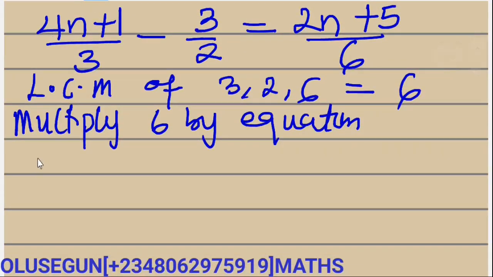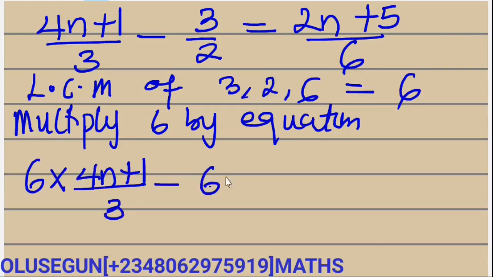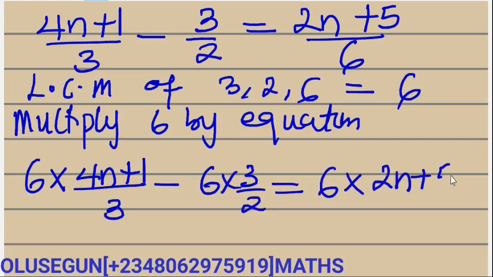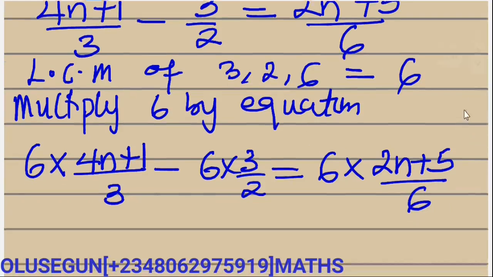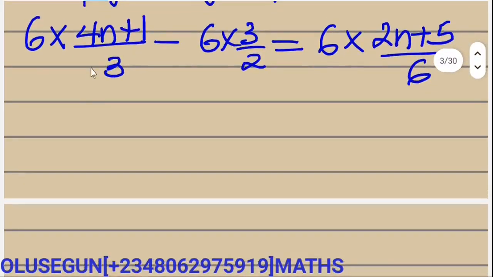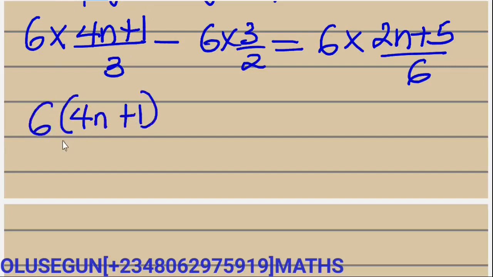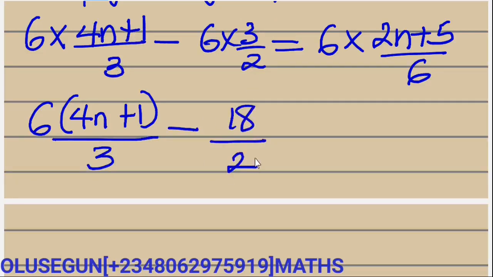So in multiplying 6 by the equation, what will give you is this. You say 6 times 4n plus 1 over 3 minus 6 times 3 over 2 is equal to 6 times 2n plus 5 over 6. So this is where we are going to. But I want to change something: I will now rearrange it to write it in this form. So for you not to make mistakes, you write 6 bracket open 4n plus 1 bracket close over 3. You have to open a bracket for this. So you say minus 6 times 3 over 2.